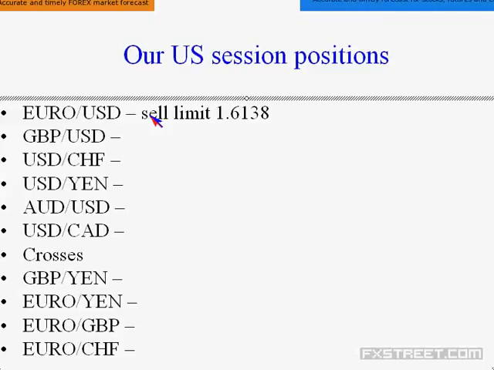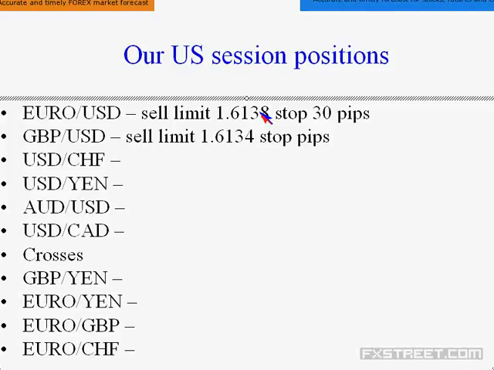So what could be our sell level? 1.6138, 1.6140 is the initial low. Just 2 pips below that we keep a sell limit with a stop of 30 pips. And similarly in the case of GBP, the same, level 1.6134 with a stop of 30 pips. So we define our trade.